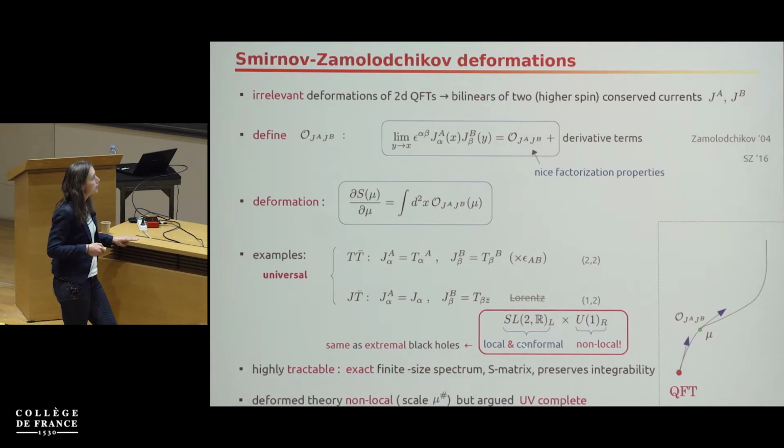Basically, from the behavior of the S matrix, the fact that you know what it is up to arbitrarily high energies, you deduce that the deformed theory is non-local with the scale set by the deformation parameter, mu to some power. But it's actually UV complete because its S matrix makes sense at all energies. So we're precisely in the framework that I was describing at the beginning of the talk.